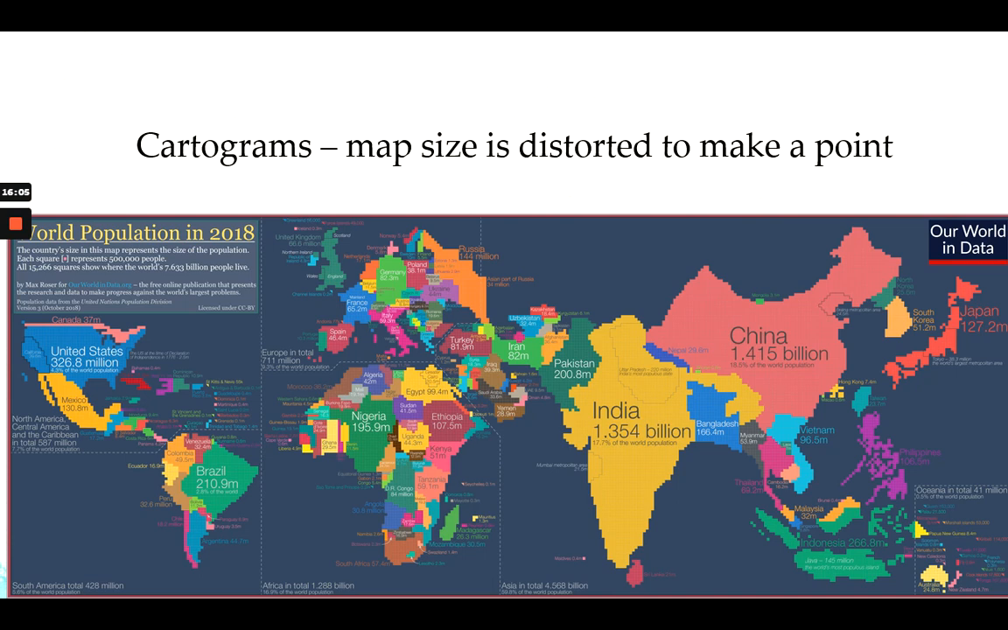Here's another cartogram. You may recognize Africa. This is the rest of it. India and China are about the same population nowadays, at about 1.5 billion people, maybe more. The United States has about 330 million people. This map was in 2018, so it's a little outdated. So this is a cartogram. Map size is distorted to make a point.